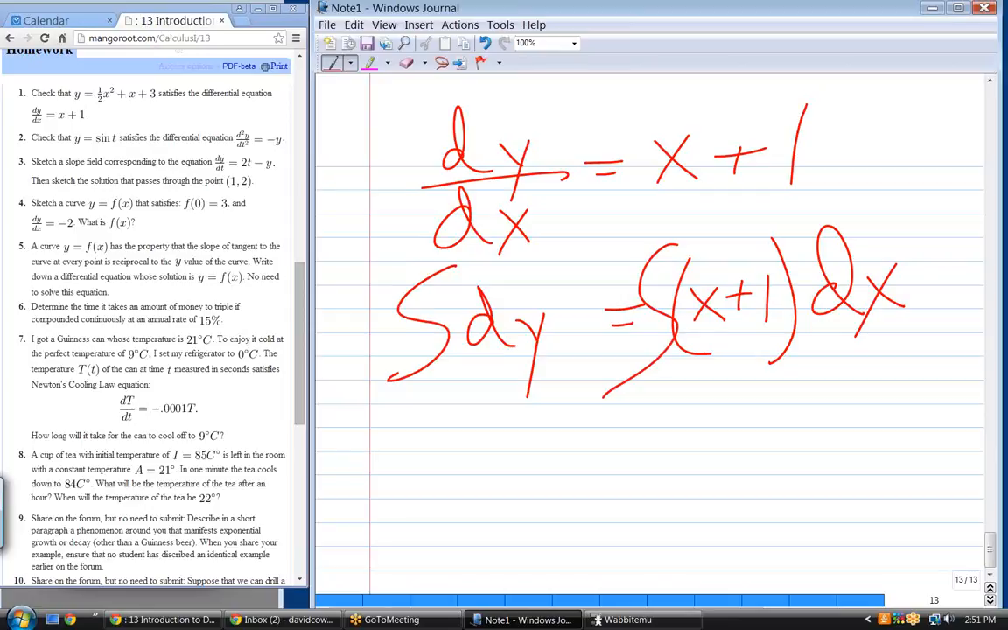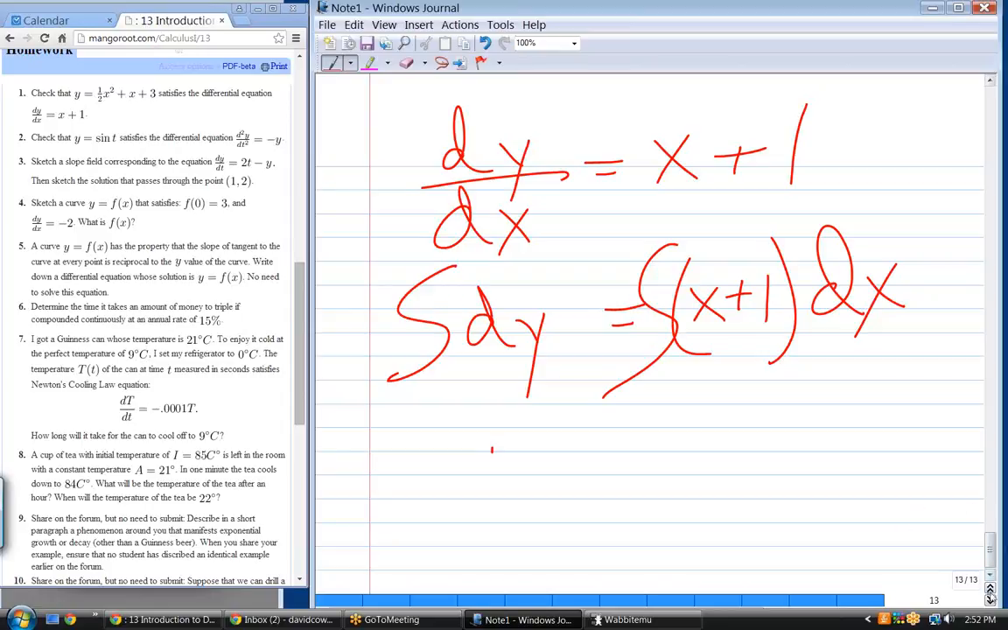Integration is just one more thing that you can do to both sides of an equation whenever you want, just like differentiation or taking the natural log of both sides. What's the integral of dy? We haven't done integrals yet. Yeah, I was a little surprised at seeing this because that's what's needed to do these. The integral is the inverse of the derivative.